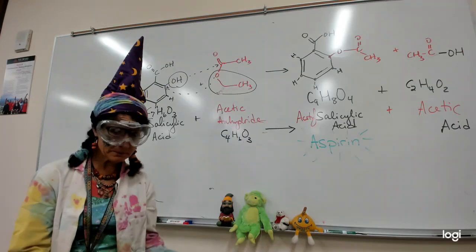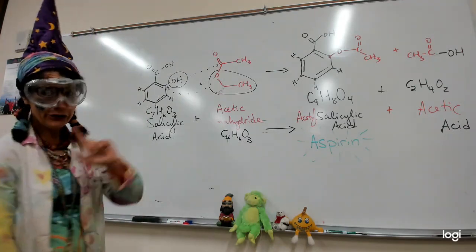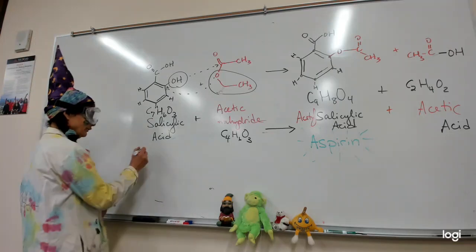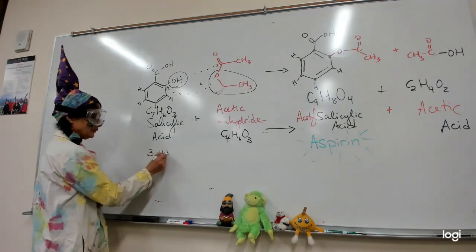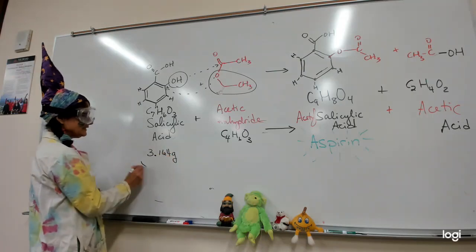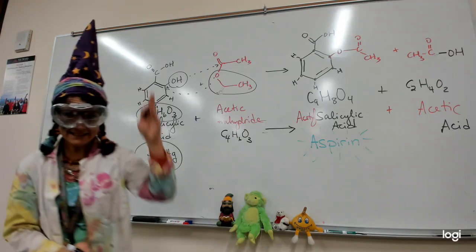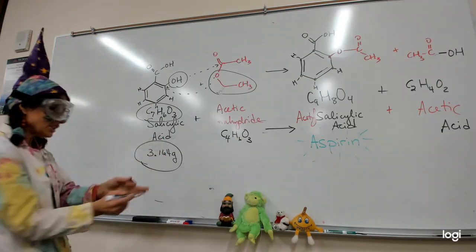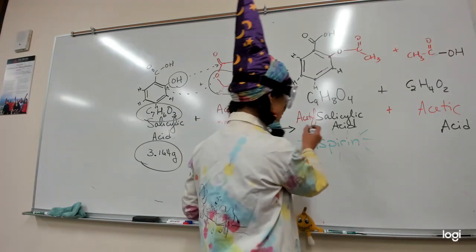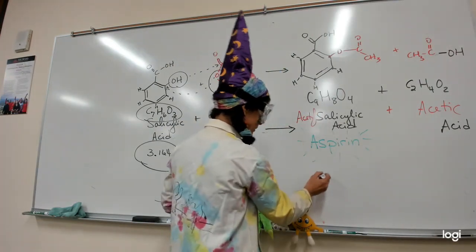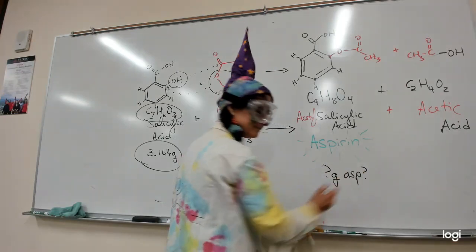So, what students would normally be doing, except I keep hitting pause, is the math. From the amount that we started with, 3.164 grams of the salicylic acid, using this and your handy-dandy periodic table, you can change it to moles, a 1 mole to 1 mole ratio for the aspirin, and then we want to know how many grams of aspirin are possible.